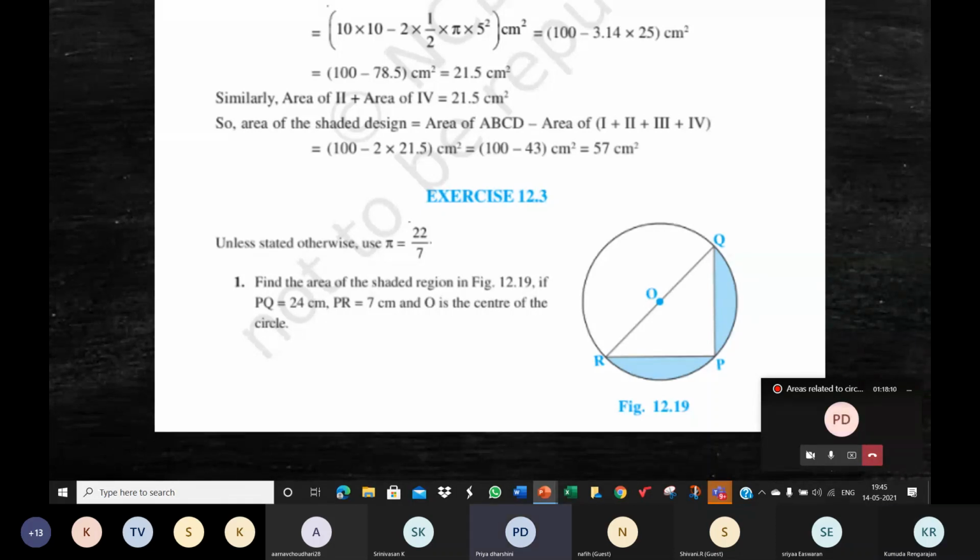Ma'am, area of right triangle QPR. No, it's not a right triangle. Because it looks like a right triangle, we cannot assume it to be a right triangle. If at all you feel it's a right triangle, you must say why it is a right triangle. Let's start from there. Area of triangle QPR.